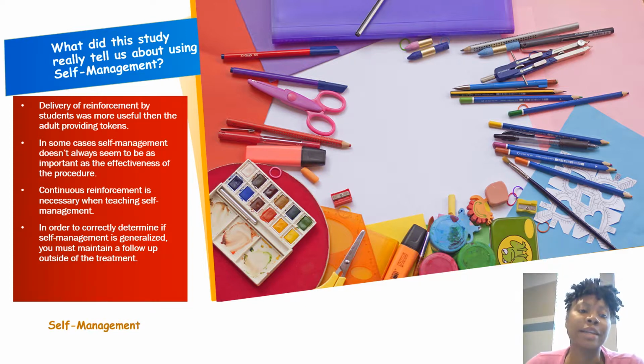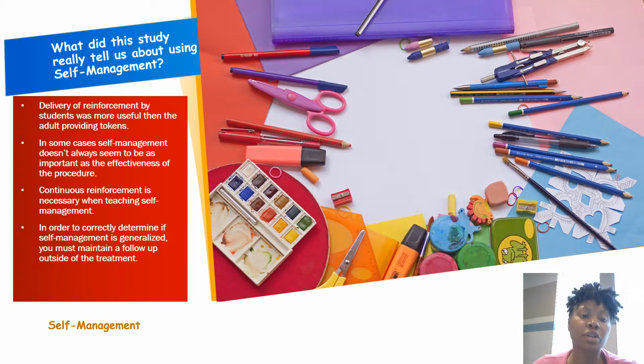Point number 3 tells us that continuous reinforcement is necessary when teaching self-management. And yes, when we see that a student is doing something and we want to continue to hone those social skills, we want to reinforce the behavior. We want to say, good job. We want to say, okay, give yourself a high five, get a token. We want to tell them that they're doing something good, so this can be something that they will continue to do.